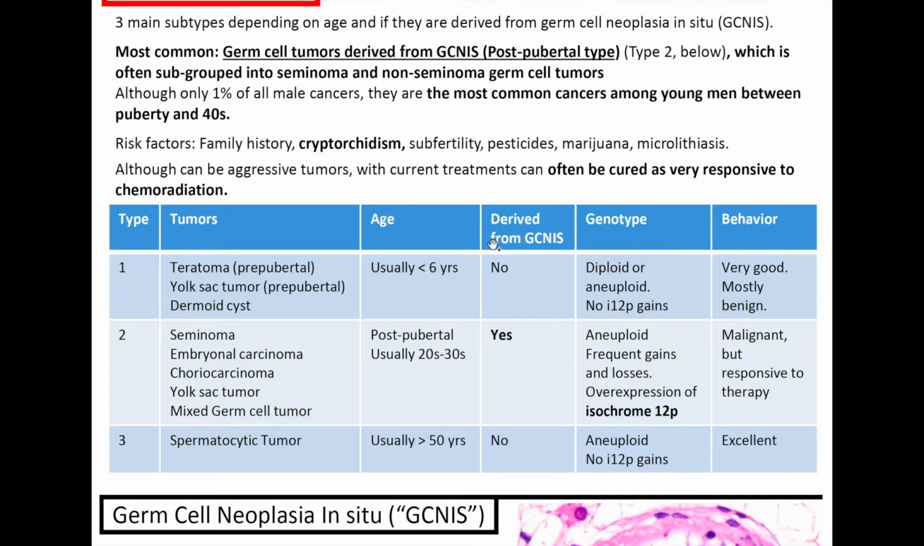Something I do want to point out, as mentioned above, this type 2, these are germ cell tumors derived from germ cell neoplasia in situ, which are all of these. And I also want to point out in the genotype section that these entities often have overexpression of isochromosome 12p. So just a molecular tie-in to be aware of for practice, for testing purposes.